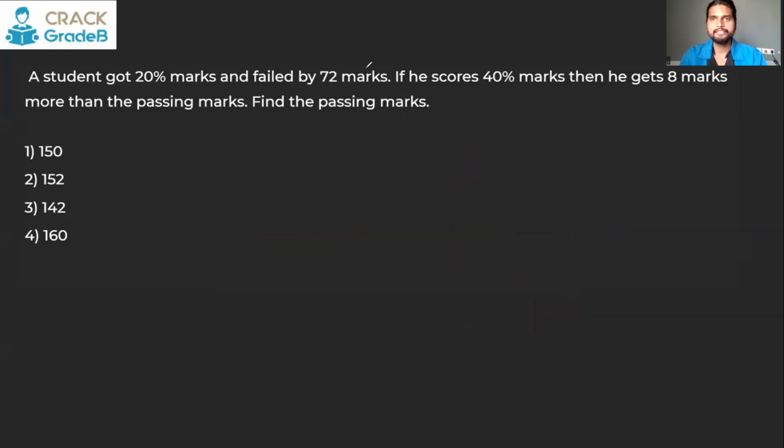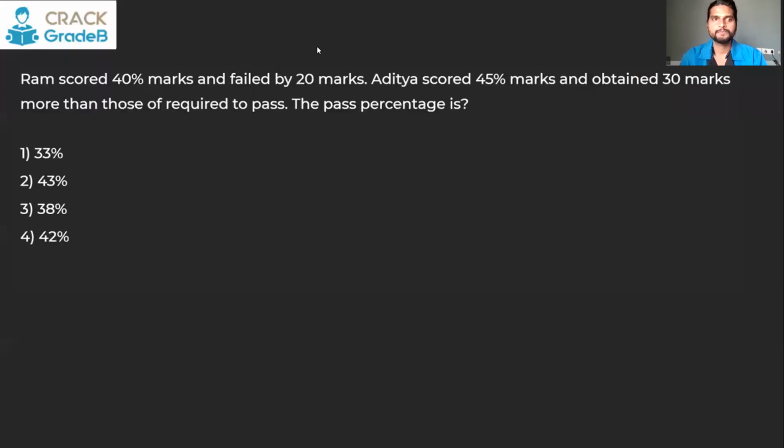I hope you got this. Let's see one more. Now this is a little different, but the same kind. Ram scored 40% marks and failed by 20 marks. Aditya scored 45% marks and obtained 30 marks more than the passing marks.